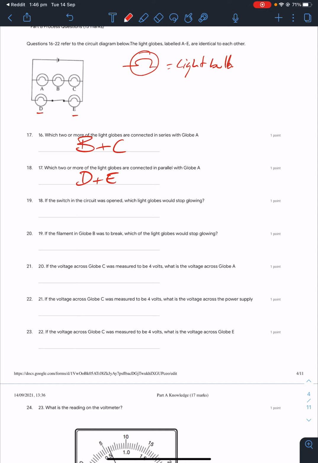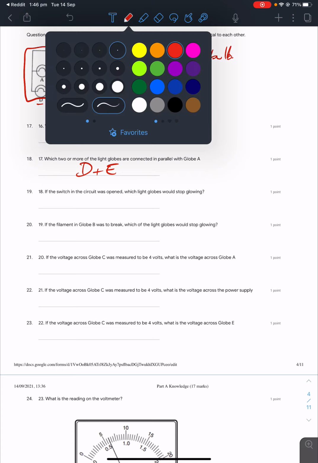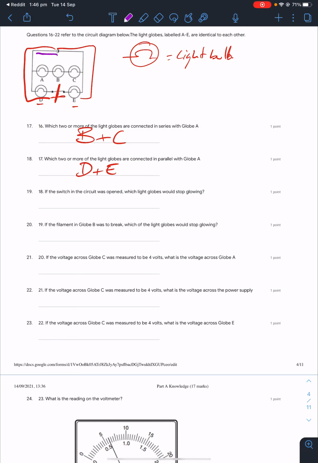Okay, if the switch in the circuit was opened, the switch is here between D and E, which of the light globes would stop glowing? Well, you're putting a break in the circuit here. So this circuit here no longer works, okay? But you have to recognize in parallel that we've got another circuit here. This circuit here is still complete, okay? So breaking that switch really breaks that lower circuit, or the red circuit that I've drawn in there, so only D and E would stop glowing. Okay, so again you needed both of those.